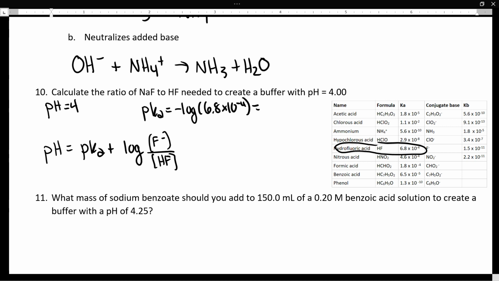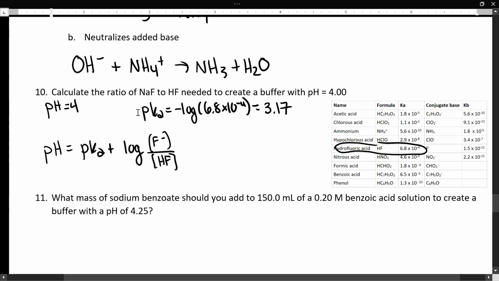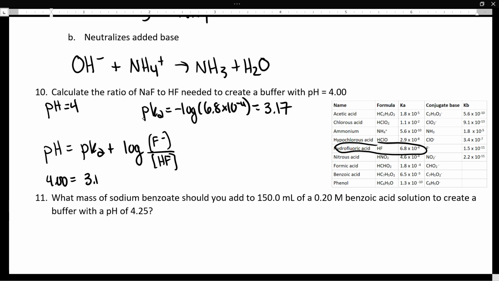So if you plug that in, 6.8 E negative 4, negative log, you get 3.17. So now we should be able to solve for this ratio here. So just plug in what we know. We know the pH is 4. We know the pKa is 3.17. And we're trying to find the ratio of F minus to HF.